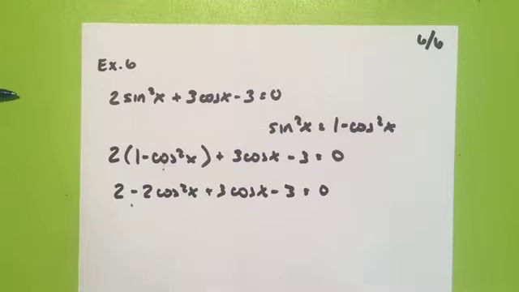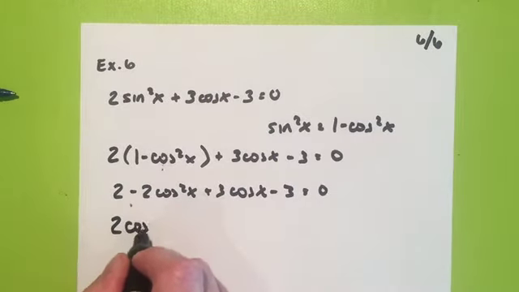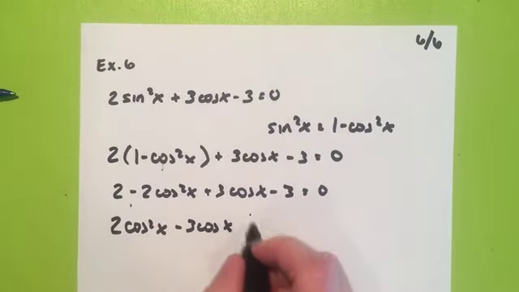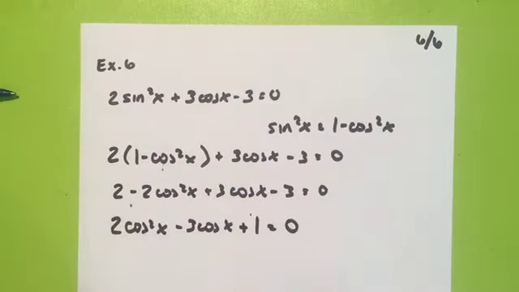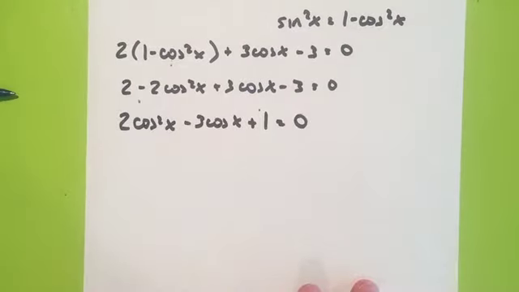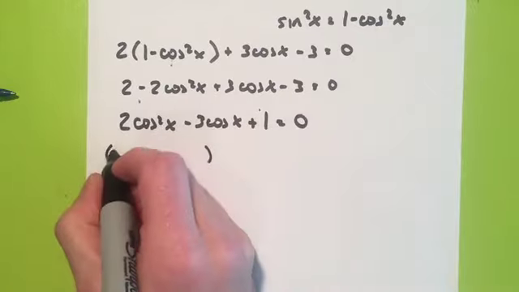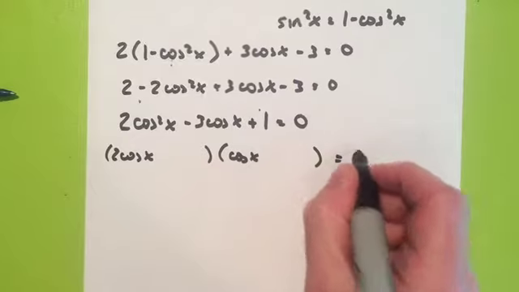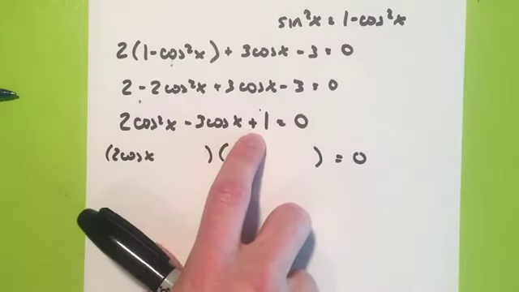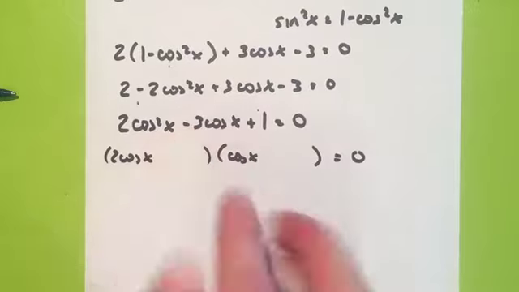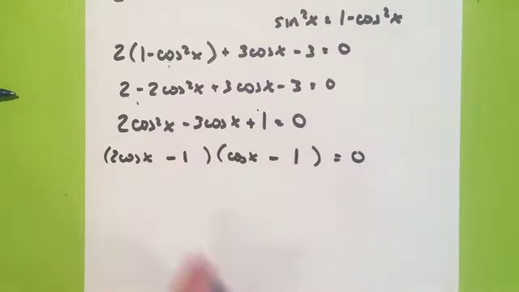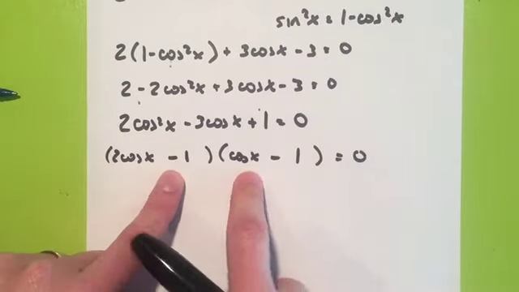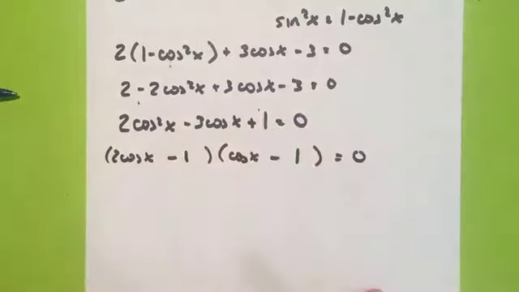And by combining terms and simplifying, we have 2 cosine squared minus 3 cosine plus 1 equals 0. It's again a quadratic term, so I will factor: 2 cosine of x and cosine of x. The constants multiply to positive 1, so I know that they need to be the same signs. The middle term is negative, so I'm going to have minus 1, minus 1. Checking, that's 2 cosine squared, minus 2 cosine, minus cosine is minus 3 cosine, plus 1.